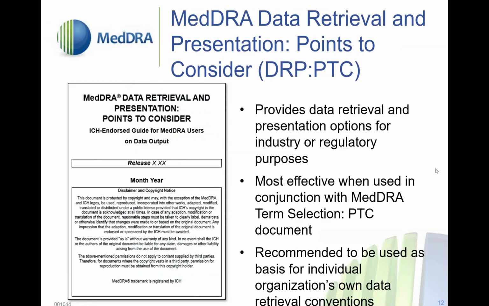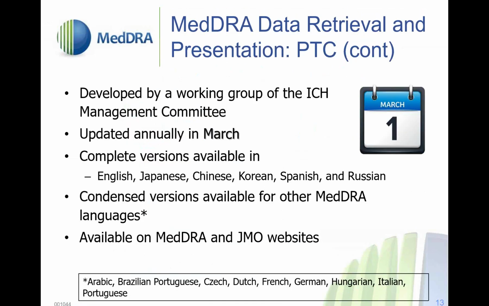So the PTC, let me just move on. The PTC documents are developed by a working group of the ICH Management Committee. They are released once a year with the March release of the MedDRA dictionary. There are complete versions in about 6 languages and condensed versions in an additional 9 languages. And like we showed you, they are available on the MedDRA website and the JMO website.